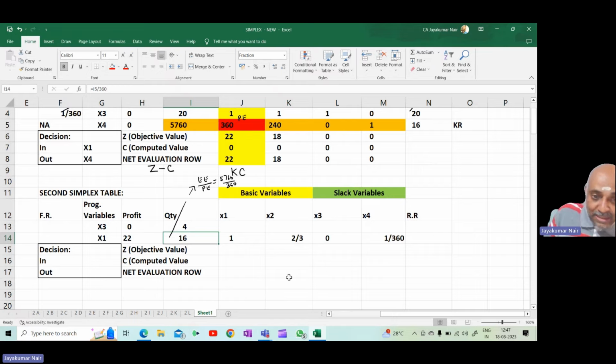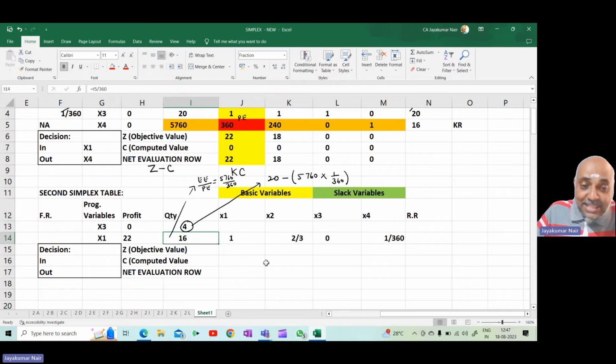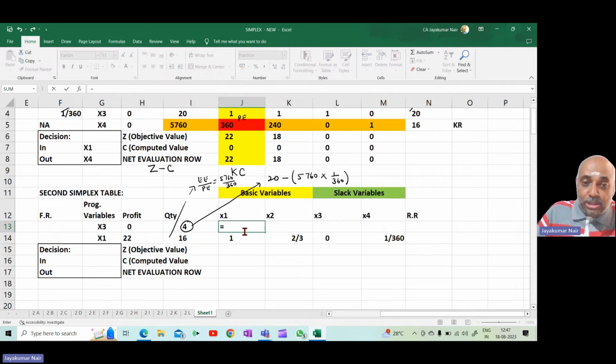So I repeat again, how did I get this value 4? You go to the previous table, the existing value is 20. So 20 minus, open the bracket. You see what the key row element is. It is 5,760. This into the fixed ratio of that particular row, that is 1 over 360. So when you do this, you get this value. And this has to be done for all the other elements also.